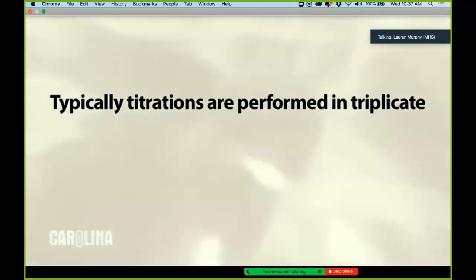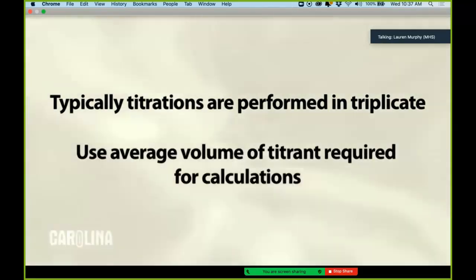Typically, titrations are performed in triplicate. Use the average volume of the titrant required to reach the endpoint for any calculations. You now know how to properly perform a titration.